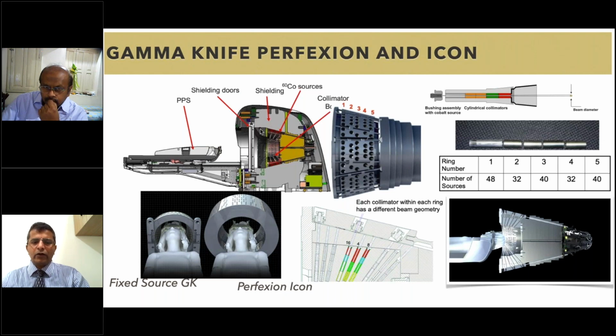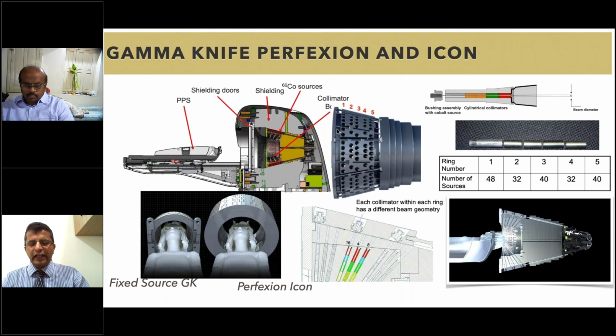If you look into the detail, the cross section of the gamma knife unit, we could see that this is the patient positioning system, and there are shielding doors. And inside this radiation unit, this whole area is covered by lead shielding. Here, this part is covered, this collimator is designed using tungsten. And this is where all the radiation sources are distributed like a head ring in 8 sectors. Each sector has got 24 sources.